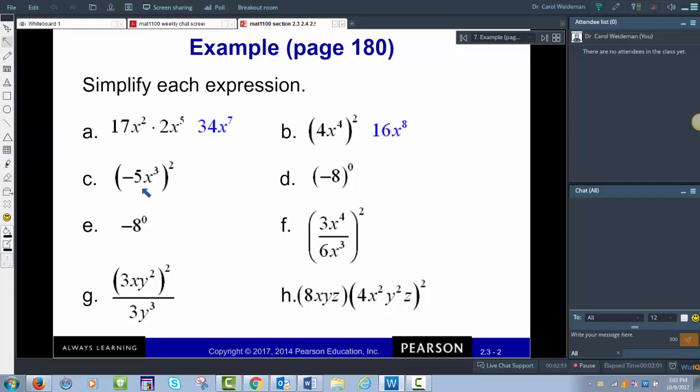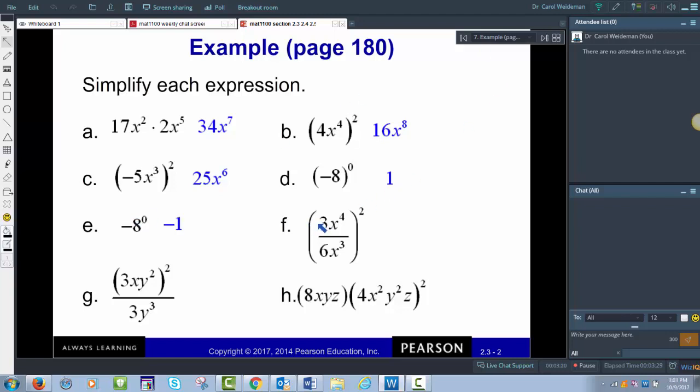Likewise on this one, the thing to be careful of here is the -5 is going to be squared, and it's going to give us 25x to the 6th. Notice it becomes positive. Here we're doing a -8. This is the base. Any base raised to the 0 power other than 0 equals 1. Notice the difference between D and E. Here the negative is outside, so that means we're first going to raise 8 to the 0 power, and then apply the negative, so it's -1.